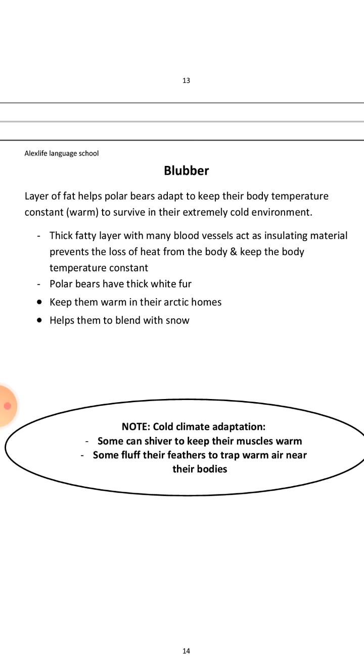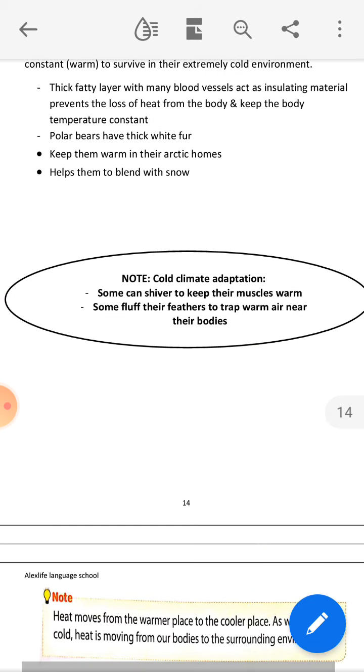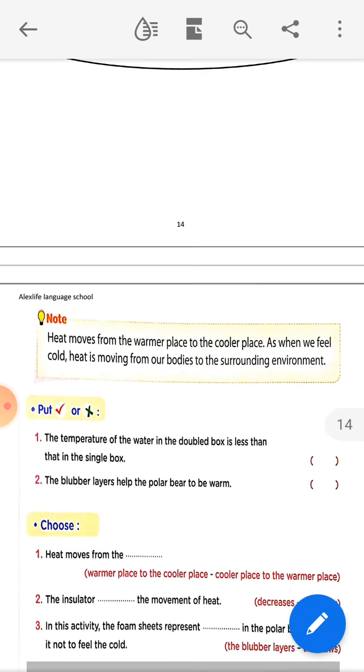Note, cold climate adaptation. How can animals adapt to their cold climate? Some can shiver, to keep their muscles warm. When you move your muscles fast, you will keep yourself warm. Some fluff their feathers to trap warm air near their bodies. Okay, this is all about blubber.